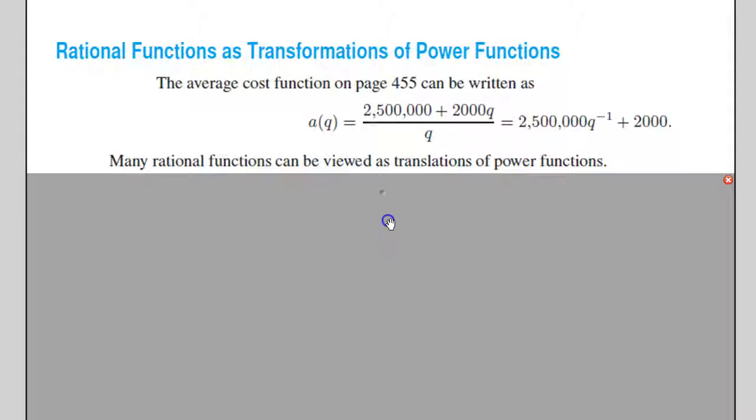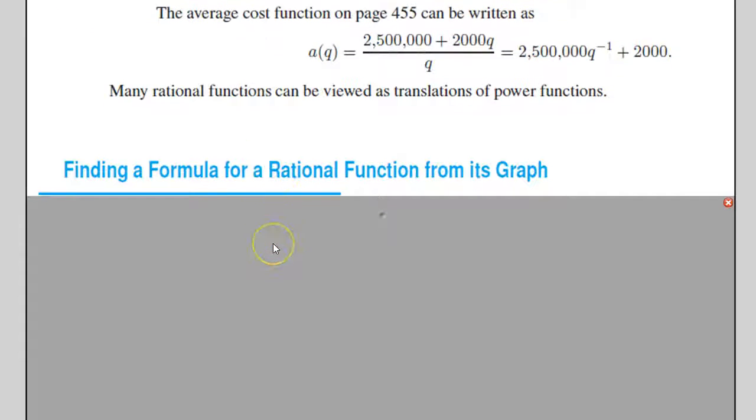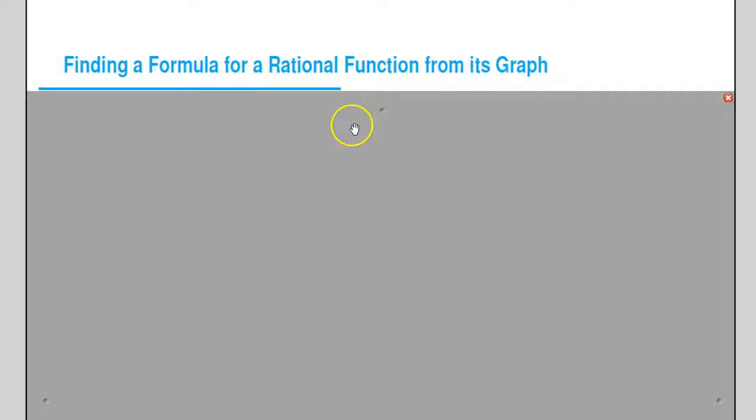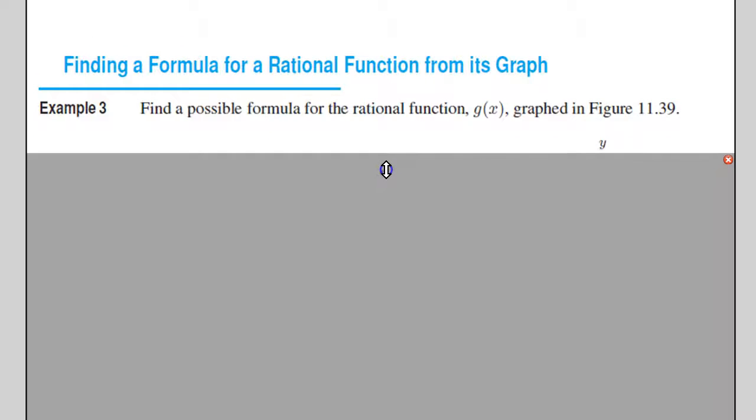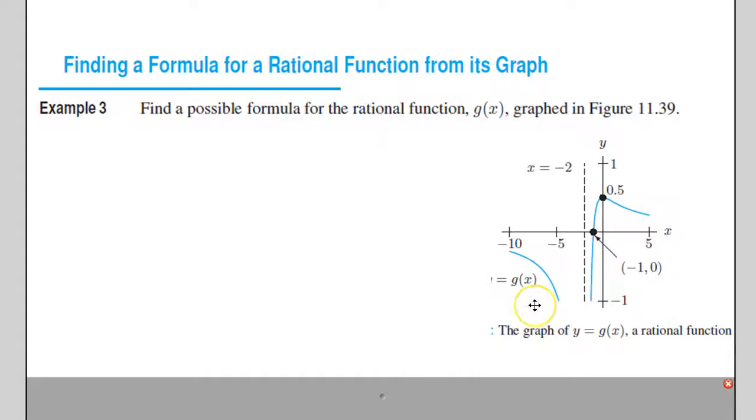Okay? The last thing we're going to do, not last thing, but almost last thing, we're going to find a formula for a rational function from its graph. Okay? So what we have here is a lovely rational function, and I know it's a rational function because it seems to have vertical asymptotes and things of that sort. And so let's dissect this graph based off the information we have.